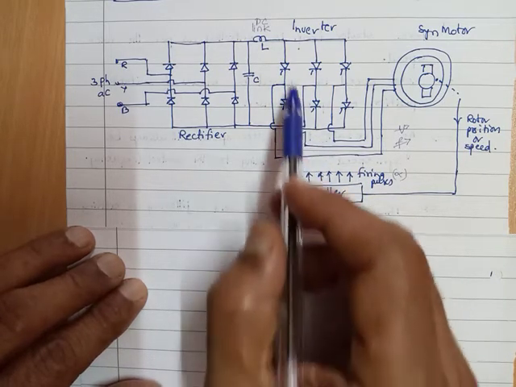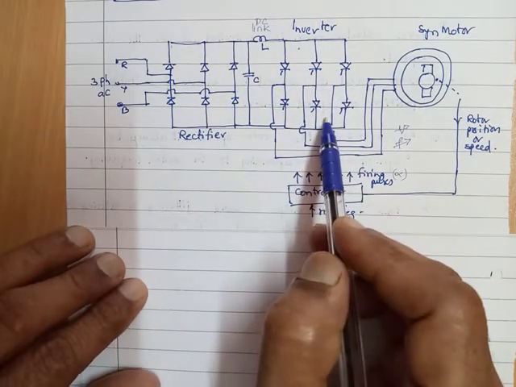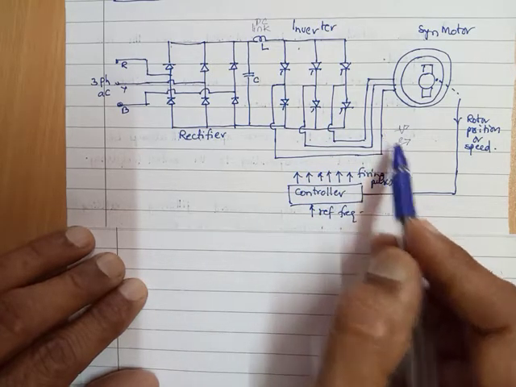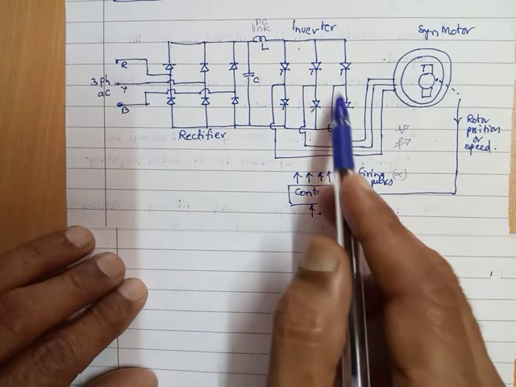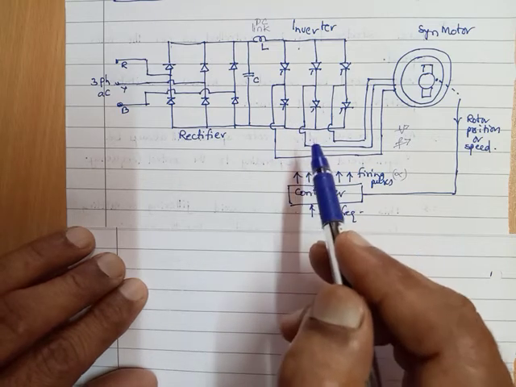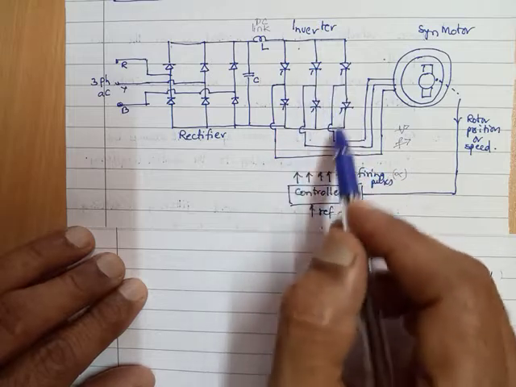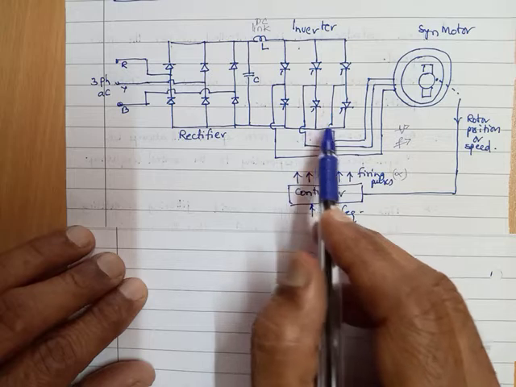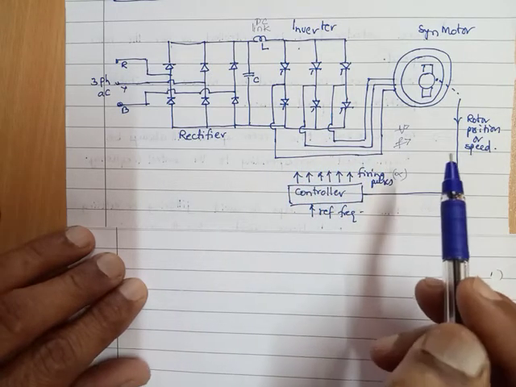Those firing pulses are given to the SCRs. Accordingly, the SCRs will operate and give me a voltage and frequency of our requirement. For this, we use PWM. There are different PWM techniques, pulse width modulation techniques. With the help of those PWM techniques, we change the voltage along with changing the frequency.